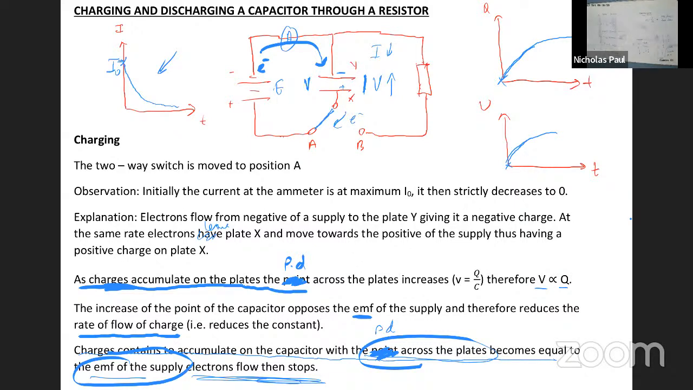Okay? So if you look at the graph, current starts from a maximum and it decreases, right? Charge starts from 0 and increases to some maximum value called Q naught. Voltage increases to a maximum value V naught. So here we have the graphs of charging for a capacitor. Are you okay with that, Dylan? Are you okay with that?